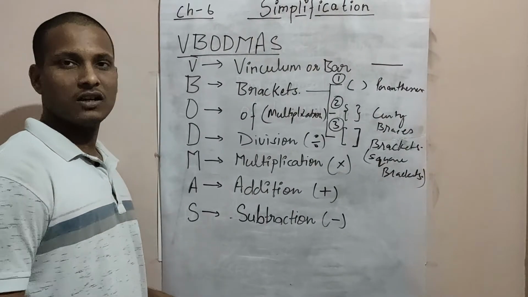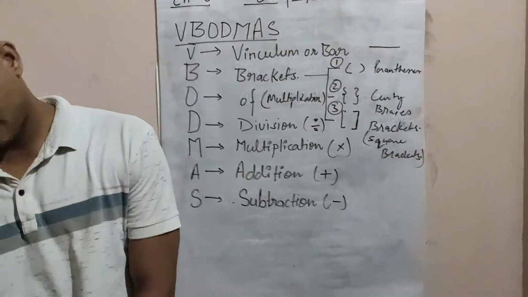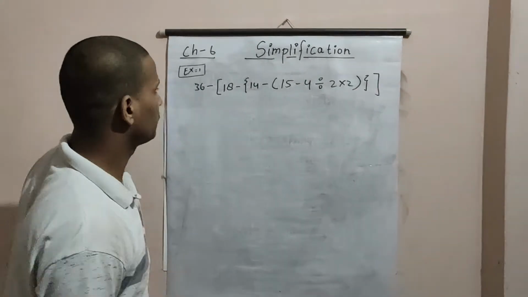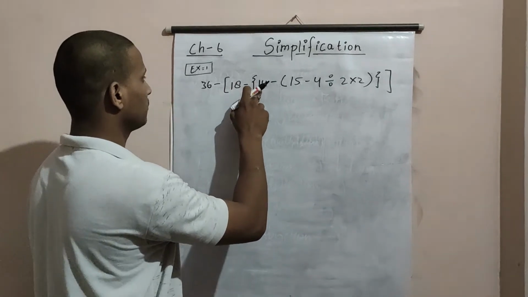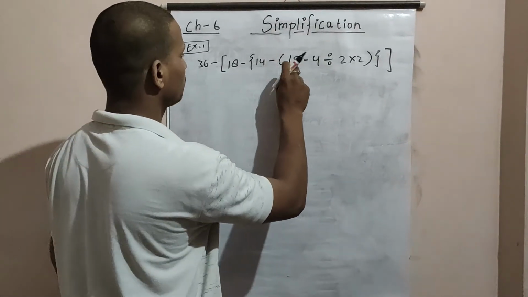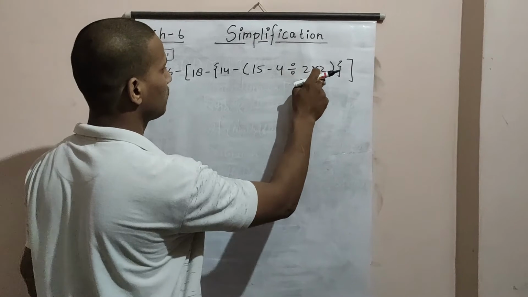Okay, let's take this example. Here, 36 minus big bracket 18 minus curly braces 14 minus small brackets, in the small bracket 15 minus 4 divided by 2 multiplied by 2.